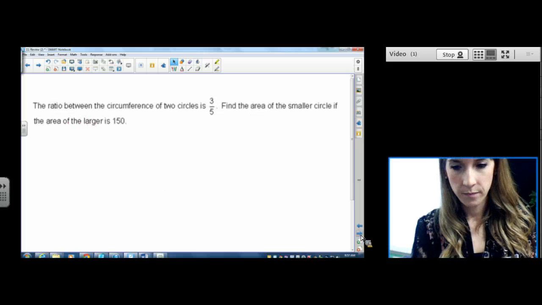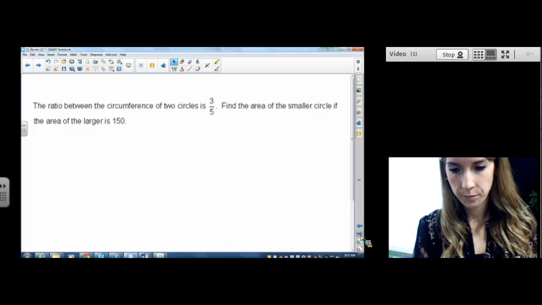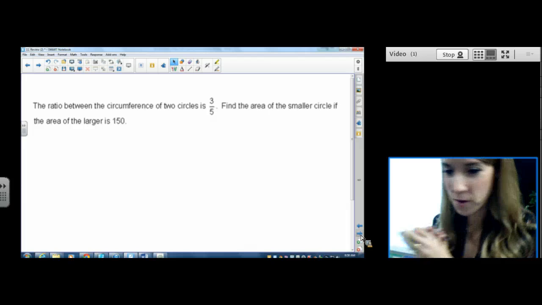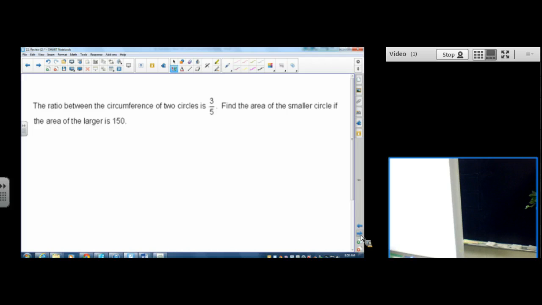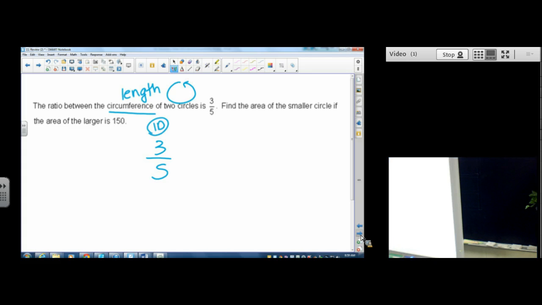Next problem. Update your answer in the poll. If you got 54, you are correct. That's the answer. The ratio between the circumference of two circles is 3 to 5. Circumference is a length. Even though it's a circular length, it's just a length, so it is 1D, and that's all we care about. Find the area of the smaller circle if the area of the larger circle is 150.